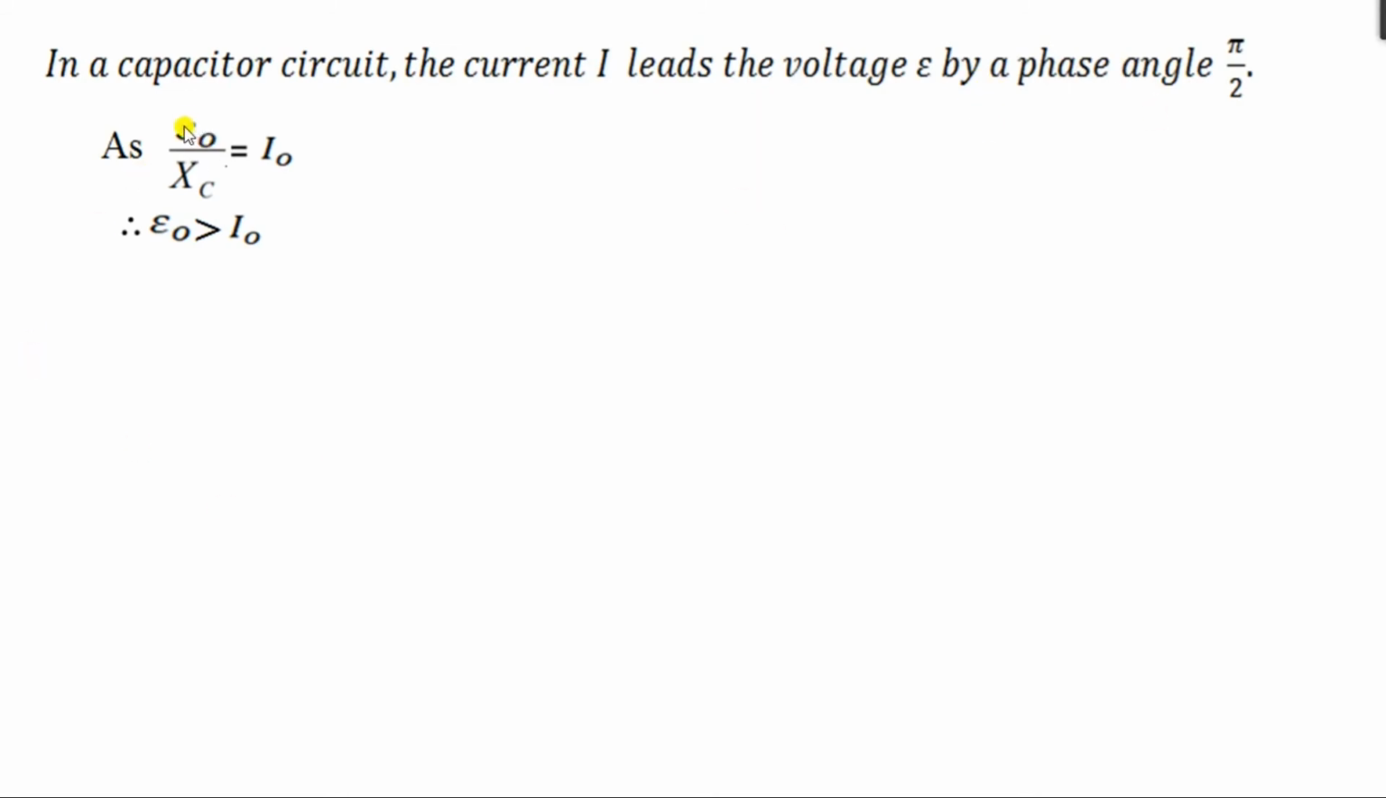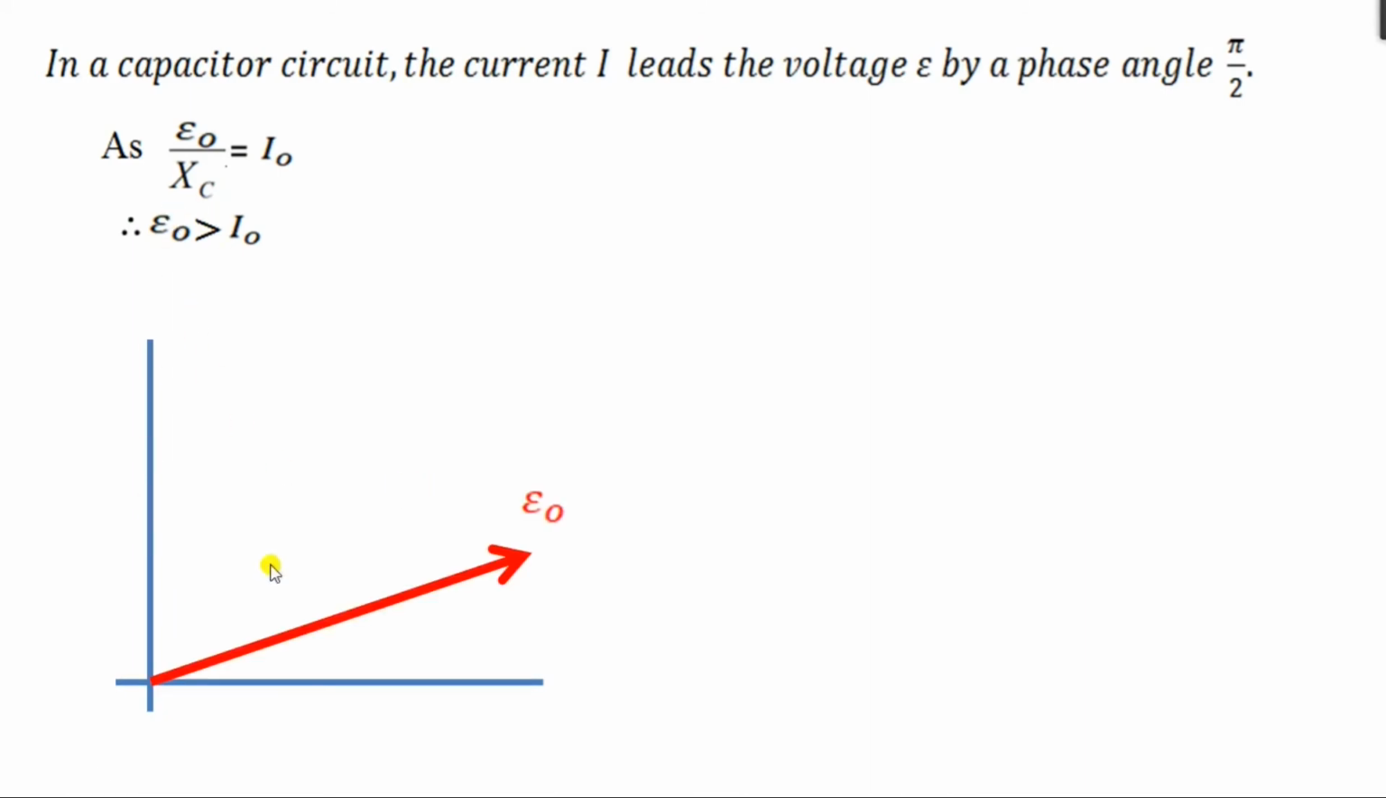As we already know, if you divide the peak value of voltage by Xc, then you'll get I naught. So now let's draw the phasor diagram. First I'll draw E naught, and E naught will make angle omega t with the positive x-axis. Now we know current is 90 degrees ahead of this voltage, so I make 90 degrees, that is pi by 2 radian, and out here I make the current, that is I naught, and you can see the magnitude of I naught is less than the magnitude of E naught. So this is the phasor diagram in which the current is 90 degrees ahead of the voltage.